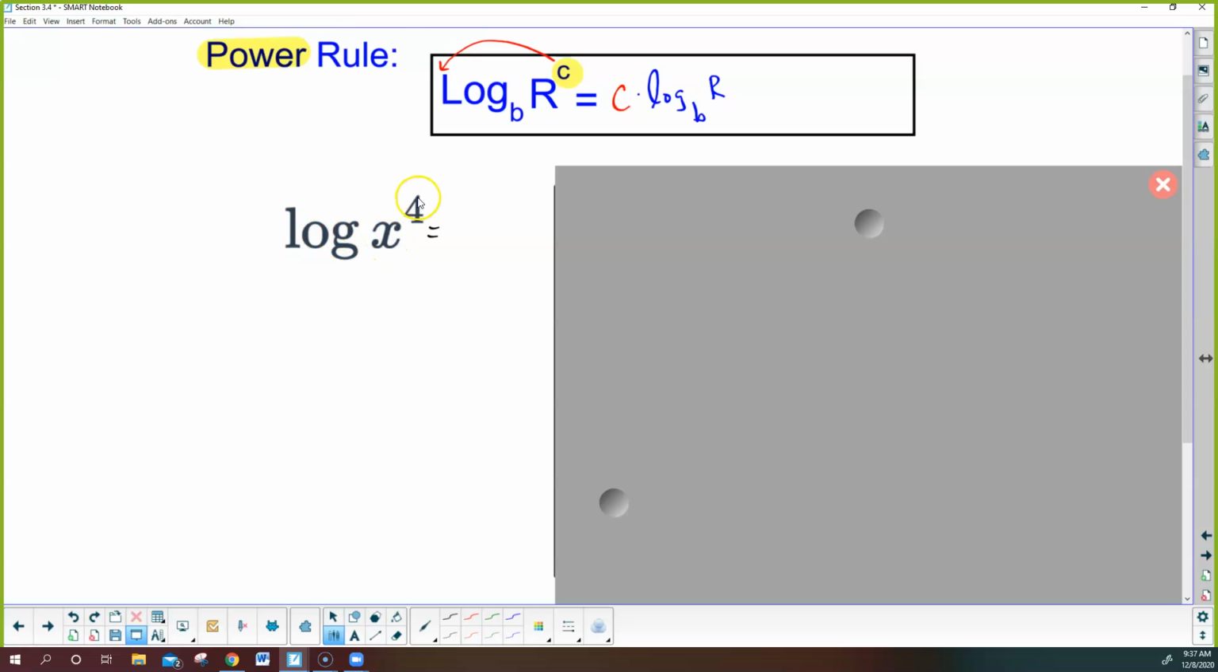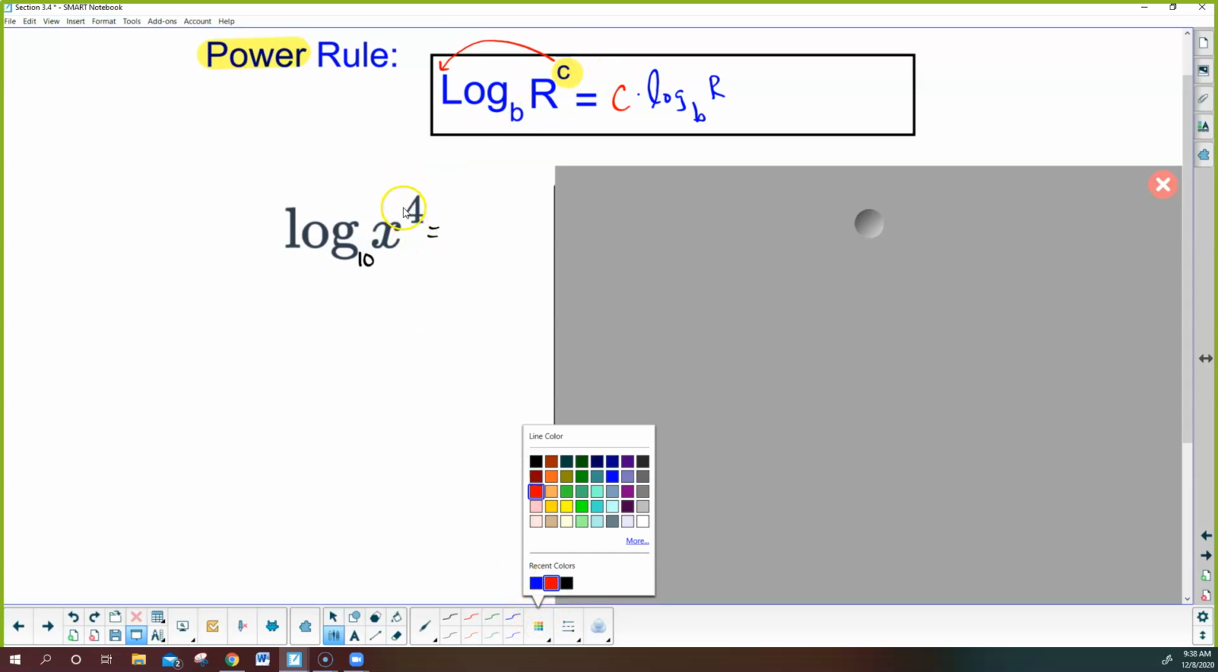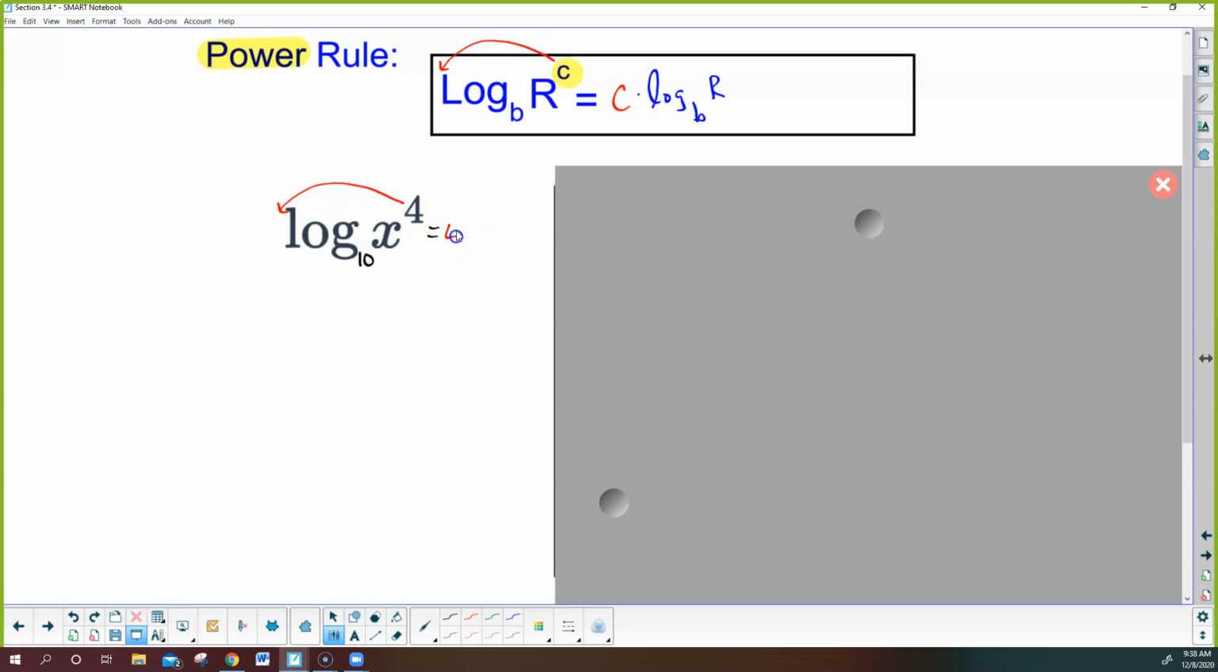Notice I've got the log of x to the fourth. The base isn't written, and we have to remember we can always put a 10 there if we'd like. All right, so what's going to actually happen is this 4 is the power. That 4 is going to come down in front. And then we're just going to leave everything else the way it is. And officially, you don't have to write the 10 there just because it's a base of 10, but I always like to write it just so we don't forget.